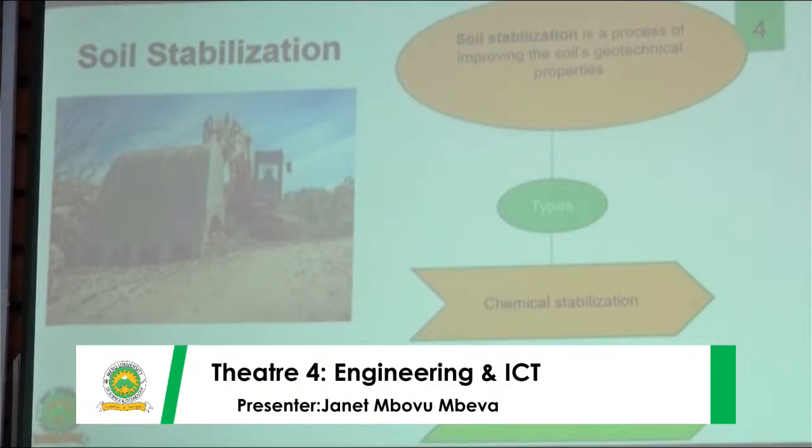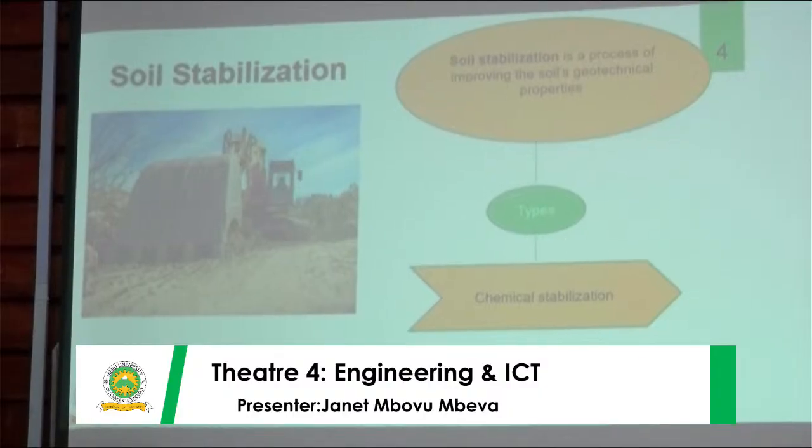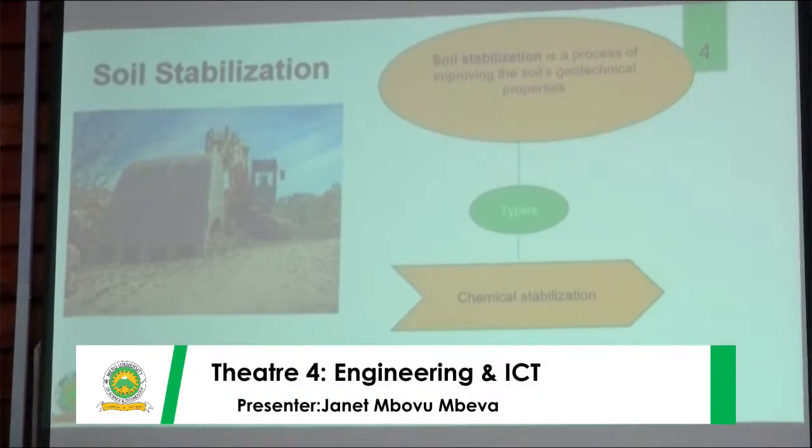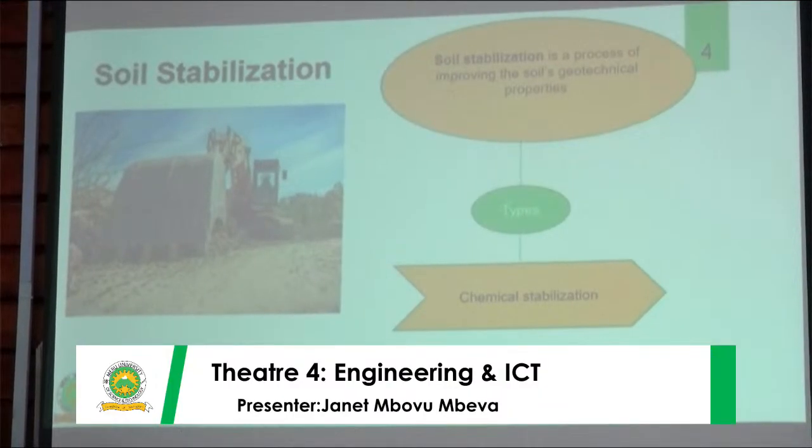Soil stabilization is the process of improving the soil's geotechnical properties, and we have various types of stabilization, where we have chemical stabilization, which involves addition of chemicals to the soil, and mechanical stabilization involves methods like removing the soil which is unstable and replacing it with a stable soil. And that method is considered to be very expensive, to remove the entire soil and replace it with another one.